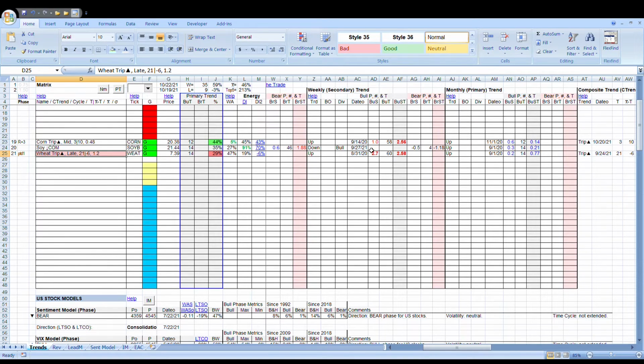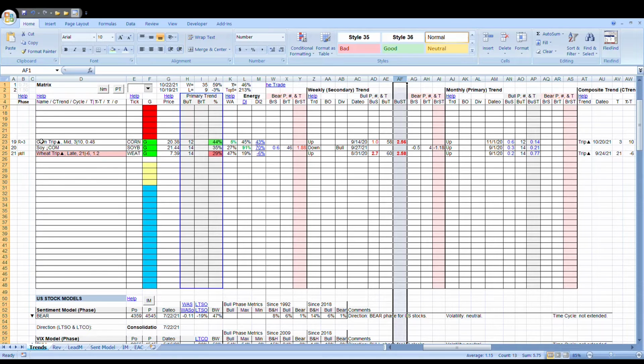Really, the primary trend's a little bit extended. The real concern lies in the weekly price and time cycles. Here's price and here's time. The price cycle is almost 3. The time cycle is almost 2.6. And we have 2.7 and 2.58. And those are pretty extended. It prevents us from chasing.